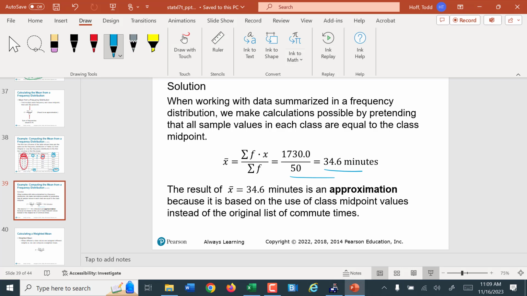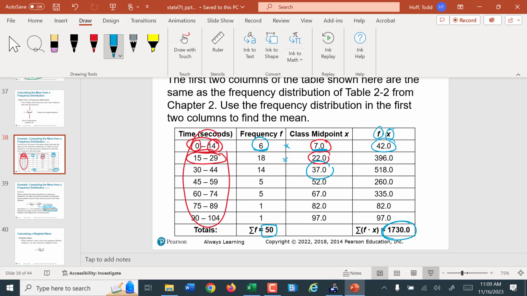1,730 divided by 50 gives us 34.6. Now this is approximate because we were using the class midpoints here. So this class goes from 30 to 44, and 37 is in the middle.